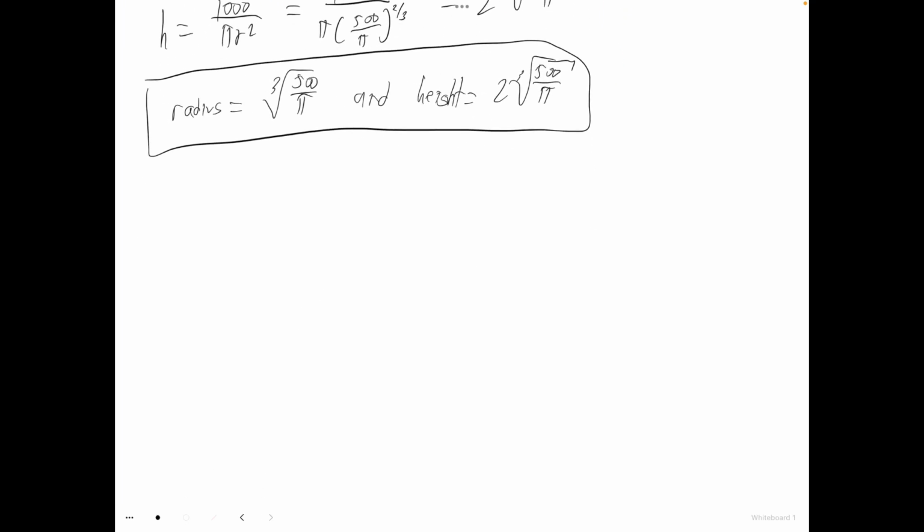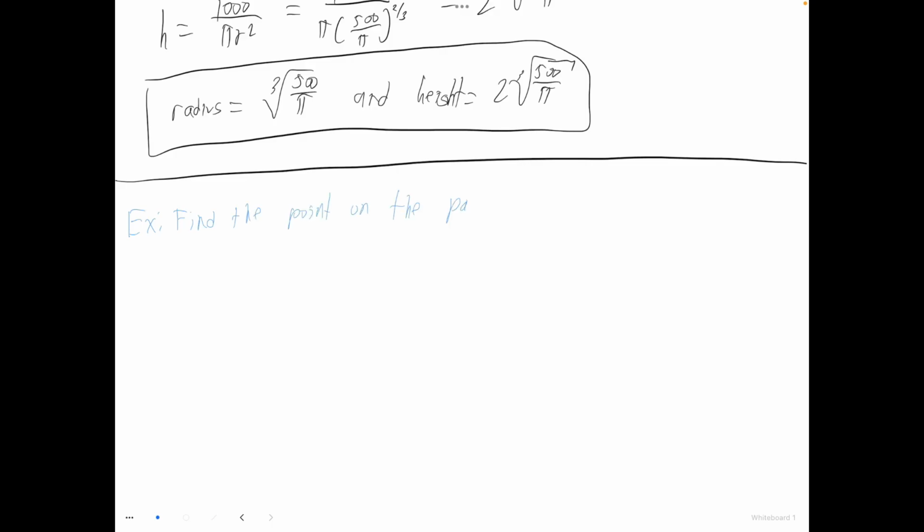So next we're going to look at one more example. This is a pretty common example in math classes. What we want to do is find the point on the parabola y squared equals 2x that is closest to the point (1, 4).